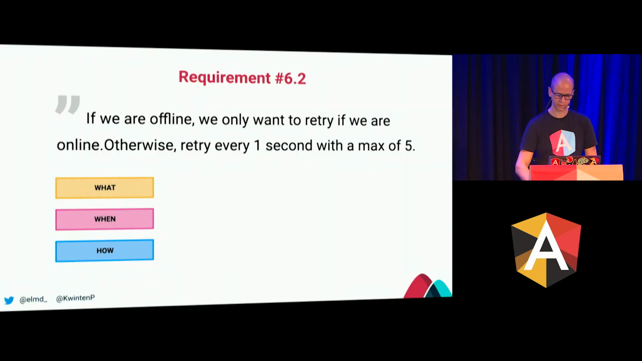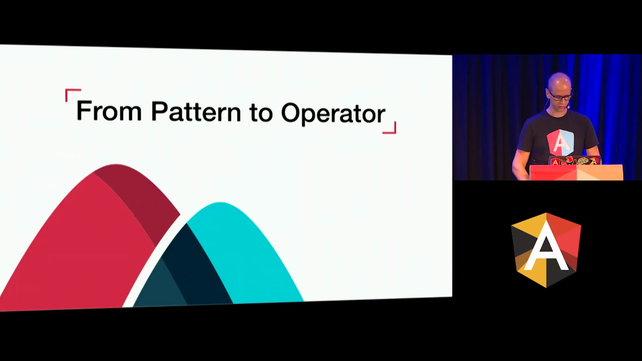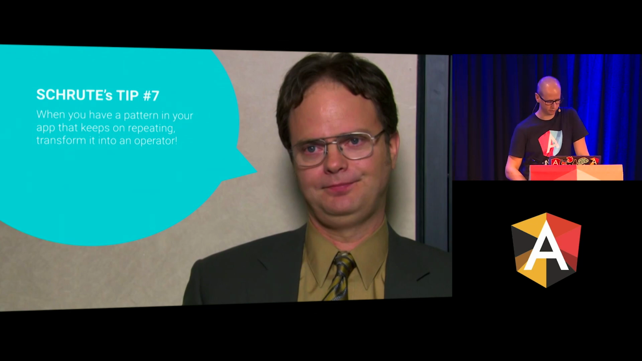Okay, let's wrap this up. This is the pattern. I already explained it, so I'm going to skip it. One thing you could also do is go from a pattern to an operator. If you have a pattern that you're reusing over and over again, you can transform that pattern into an operator for your code base. For instance, if you have a debounce time with a specific time interval, putting that into a separate operator that you use in your own application will make sure that it's always going to be the same for your entire application. Okay, short step number 7: if we have a pattern that keeps emerging, put it into an operator.